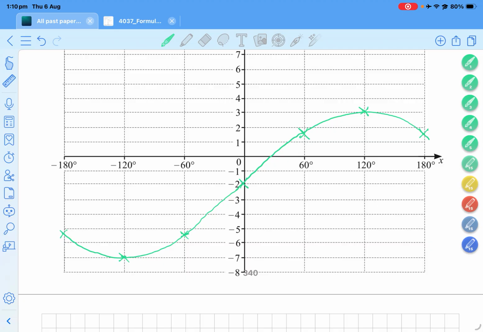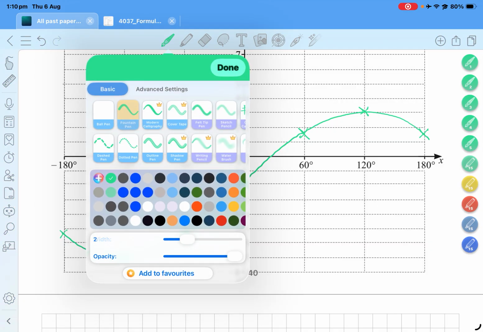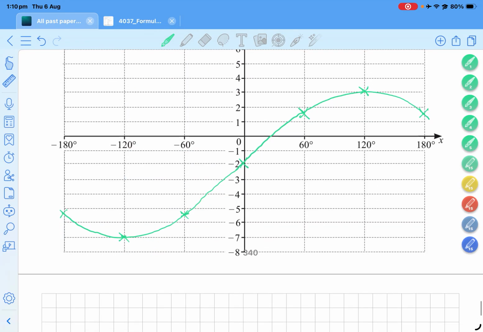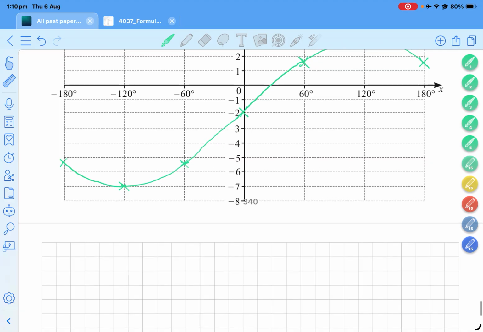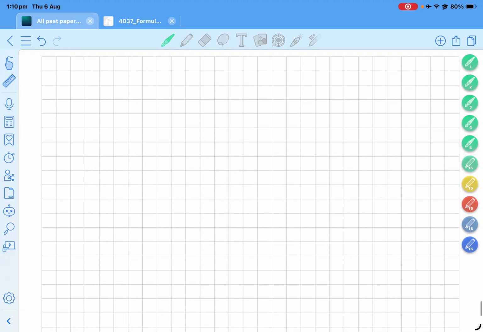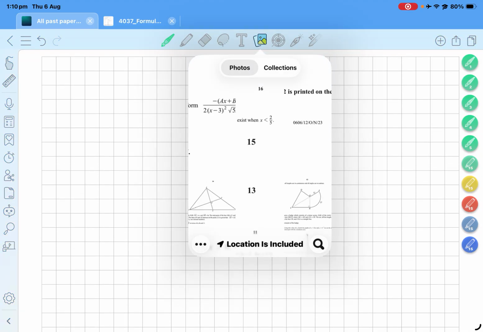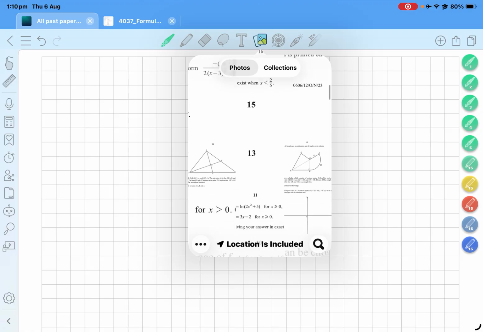Since I'm using this fountain pen, the thickness might change, but in the exam we make sure that all of it is at the same level of thickness. Okay, then moving on to question number 3.